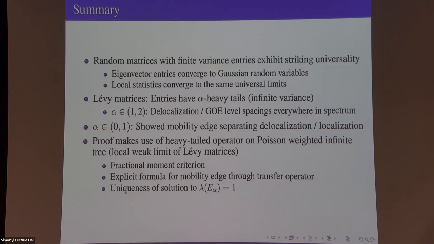Now, if alpha is between 0 and 1, then you have a mobility edge separating delocalization from localization, with an explicit threshold calculated in terms of this lambda. The three steps involved were: showing a fractional moment criterion for distinguishing localized from delocalized states in terms of resolvent growth or decay; an explicit formula that transfers this implicit criterion into an explicit one in terms of lambda; and the thing I didn't really mention at all, the uniqueness of the solution to this lambda equals one equation. With that, I'll thank you for your attention.